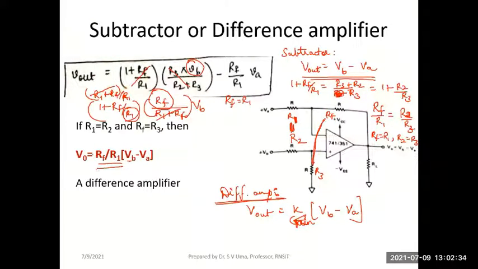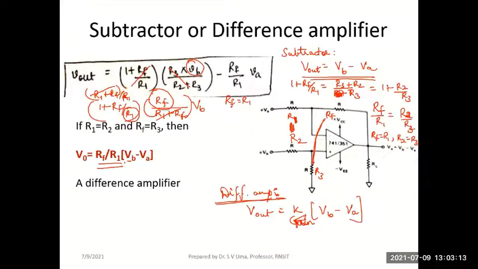So what am I getting? I am getting an output voltage which is a multiple of VB minus VA. The difference between the two input voltages is amplified by a factor Rf by R1. Okay. So the difference between the two input voltages is amplified by a factor Rf by R1. Hence we call it a difference amplifier.